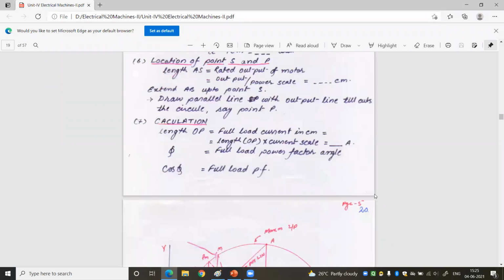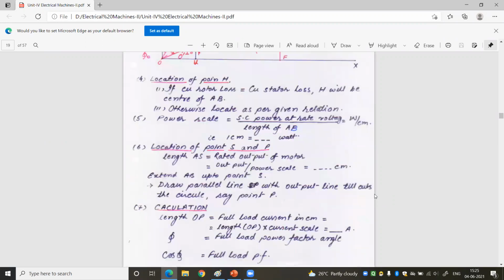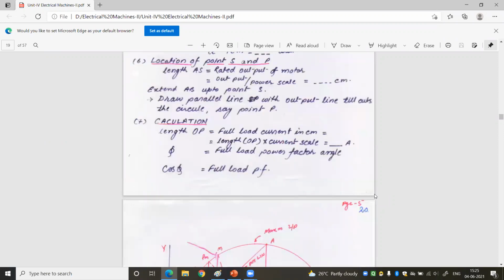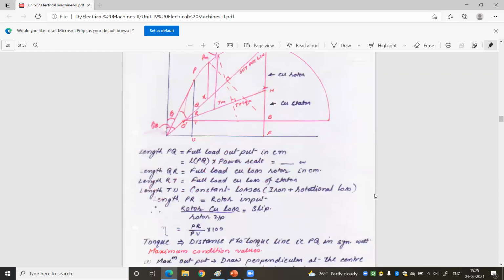Now the calculation. Length OP is the full load current, so length OP multiplied by the current scale converts it into the value of current in amperes. Similarly, phi is the full load power factor angle, so cos of theta is the full load power factor. Similarly, the length PQ is the full load output in centimeters. Output in centimeters multiplied by the power scale gives the full load power output in kilowatts or watts.